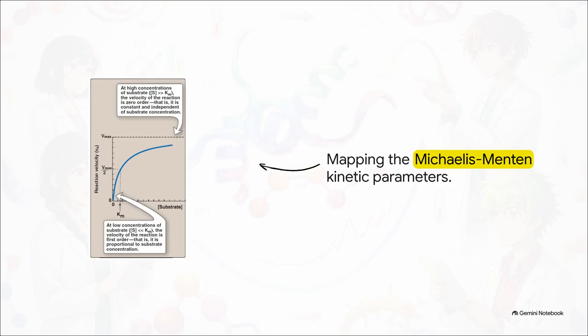A low Km means the enzyme is highly efficient. It grabs its substrate easily, even when there isn't much around. A high Km, on the other hand, means it needs a massive flood of substrate just to get going.